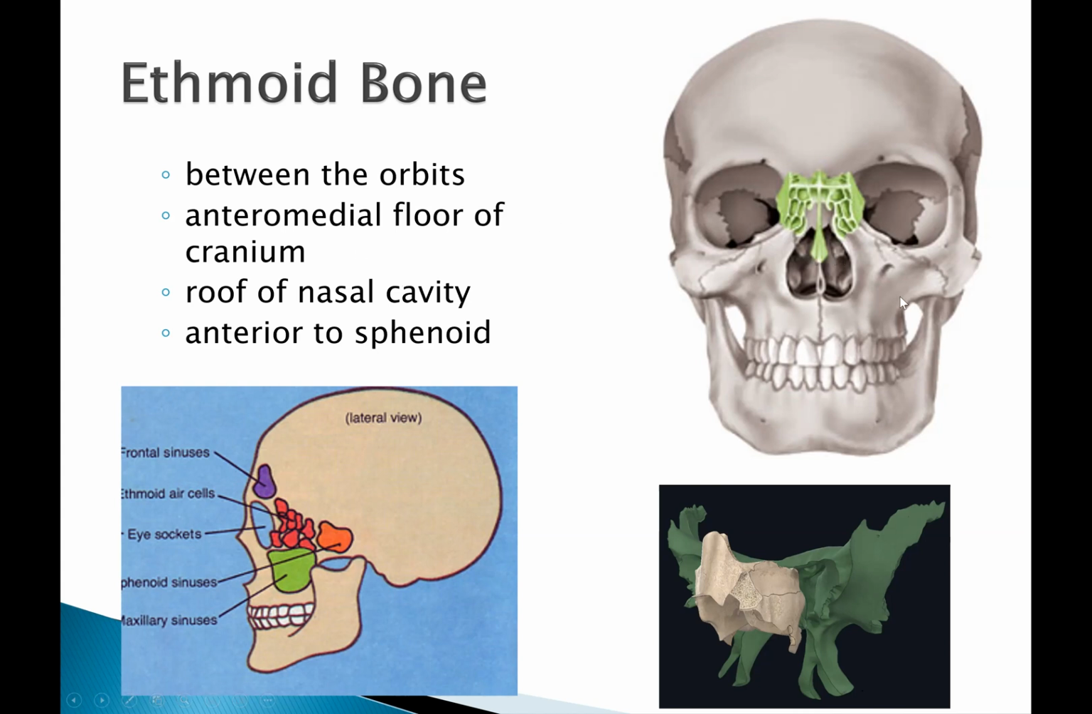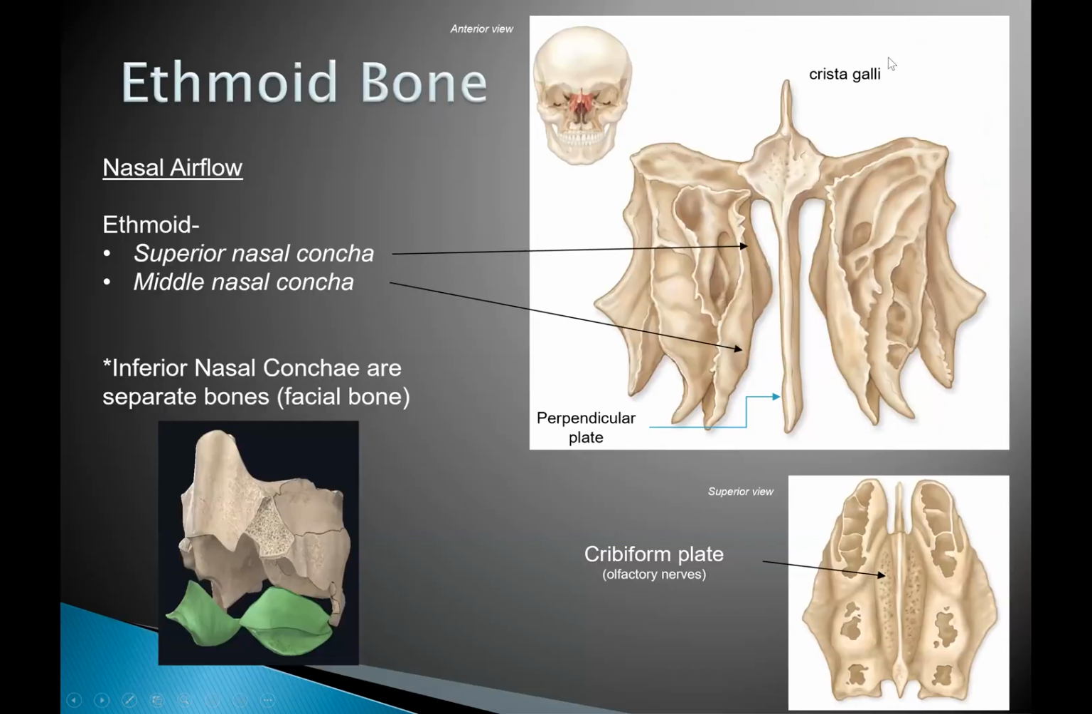Roof of the nasal cavity. So if you look up the nostril, you can see a little bit of the ethmoid right there. And it's in front of the sphenoid. Okay, so here's the sphenoid. Here's the ethmoid. Here's another look at the ethmoid. Again, another bat with wings, right? Kind of like a bat right here.